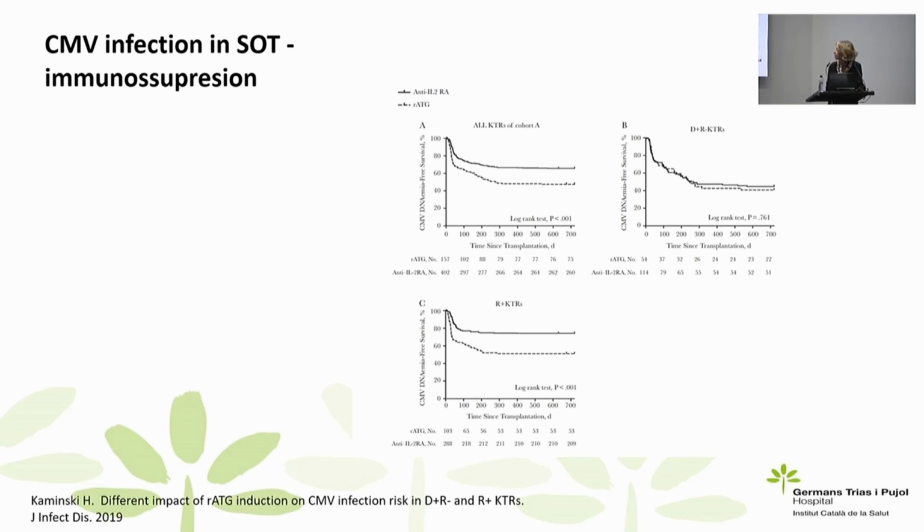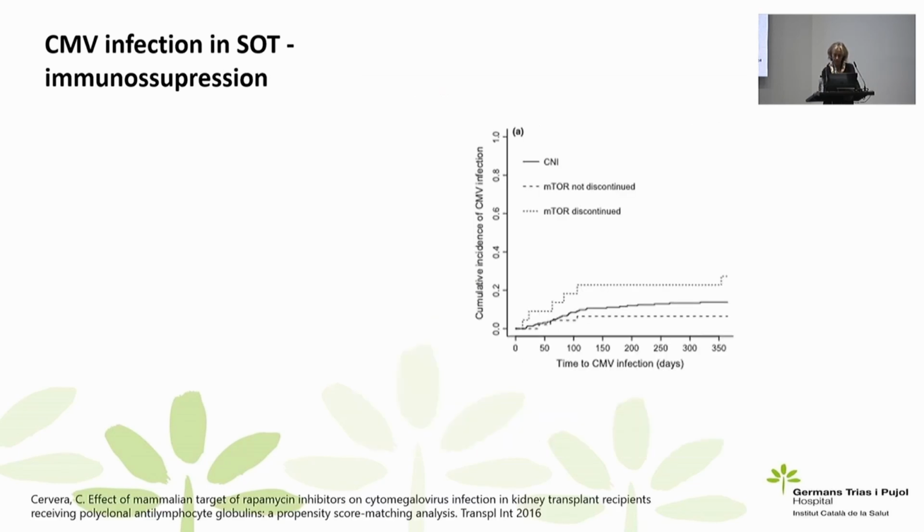And as you can see, this line represents the basiliximab group, and this one represents the ATG. And you can see that there is a significant difference between both of them, with a higher incidence in the ATG group. But also we can do some things that are protective, for example, using mTOR inhibitors in the maintenance strategy of immunosuppression.